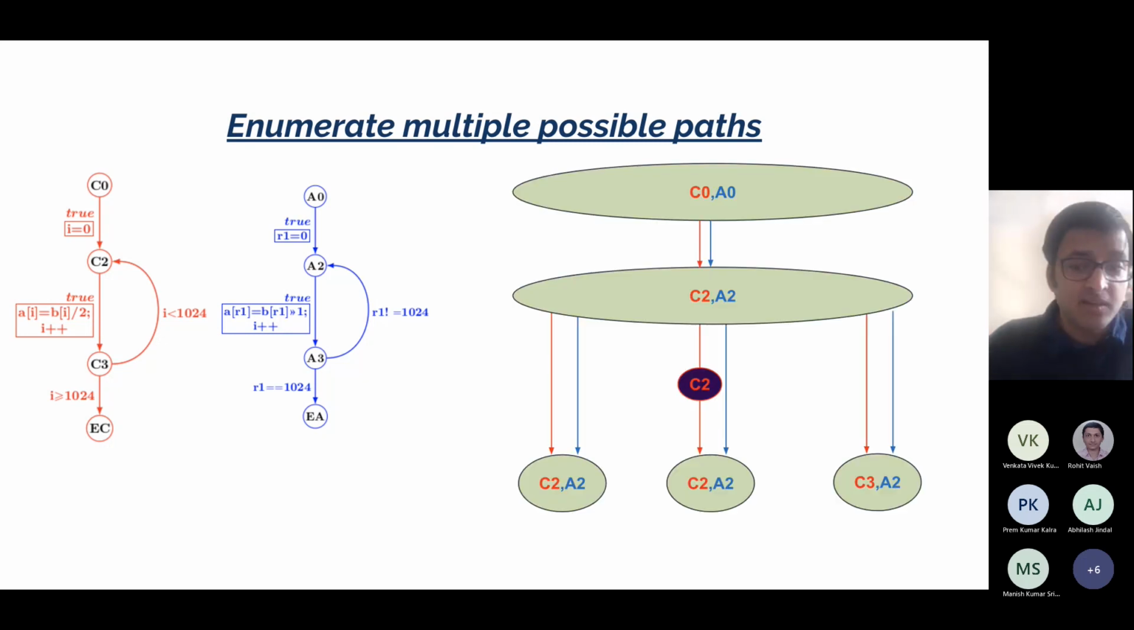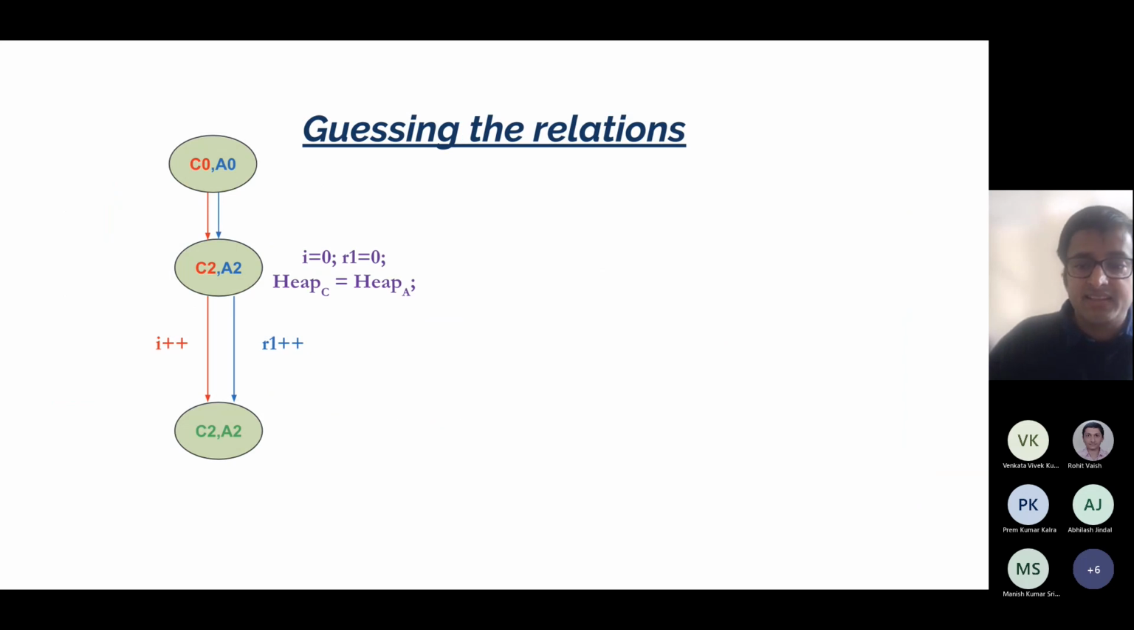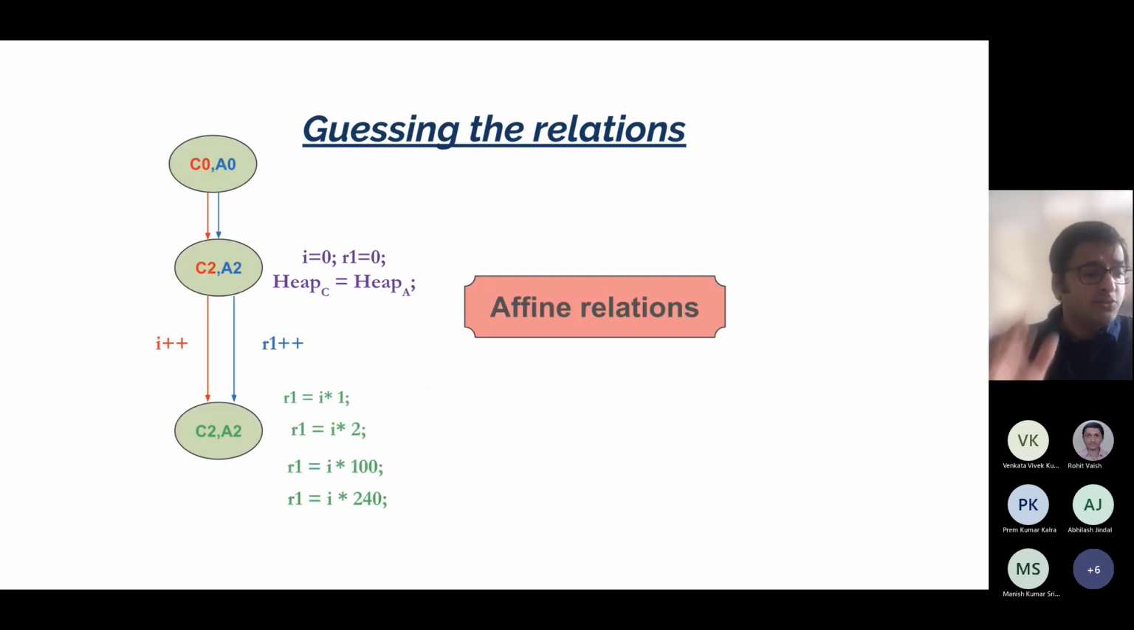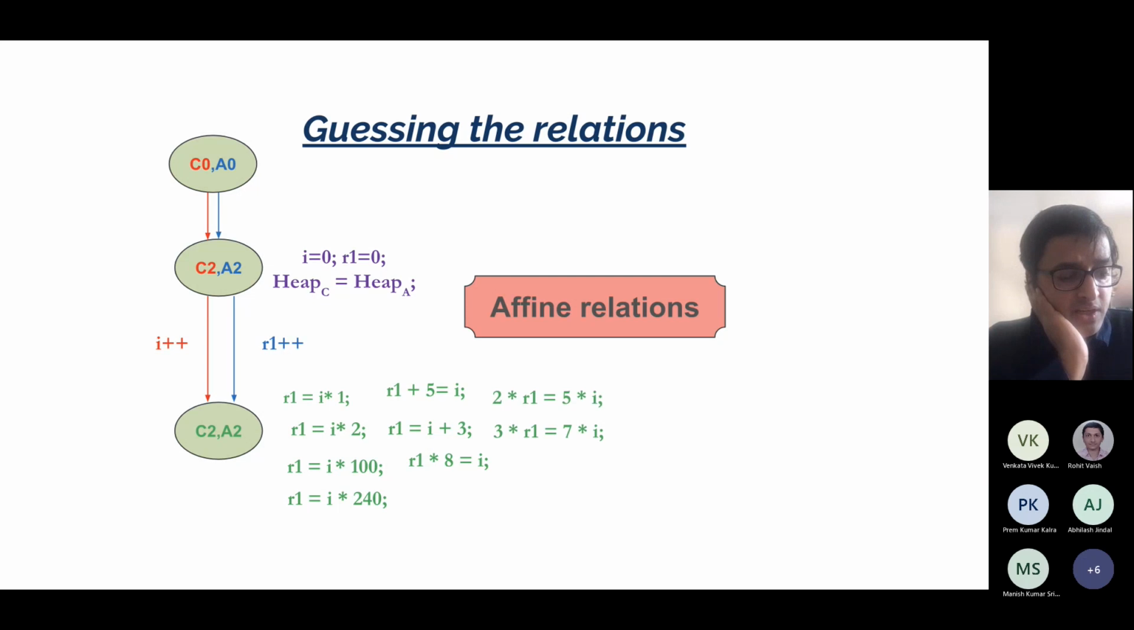Further, for robustness, a large number of affine invariants need to be inferred between the variables from the C and the assembly program, and they need to be automatically inferred. For example, we said R1 equals I in the previous program. Now, actually, there are multiple possibilities. For example, R1 equals 2 times I, or R1 equals I plus 3, or whatever. There could be a huge number of possibilities. And so for robustness, all these possibilities must be explored systematically and efficiently.